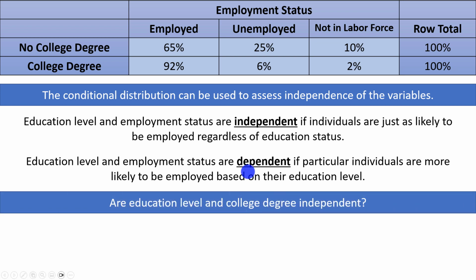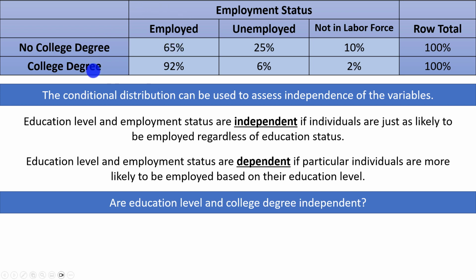So think about this for yourself for just a moment. See if you can determine if education level and employment status are independent based on the data here, and think about how you would make that determination. Well, the way you make that determination is you just compare the percentages for each column. So for example, you would compare the 65% and the 92%. This 65% says, of those who do not have a college degree, 65% are employed.